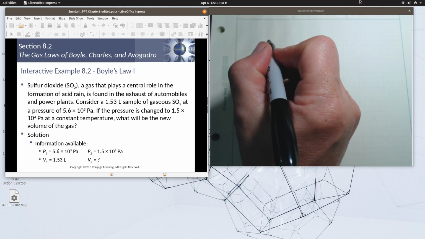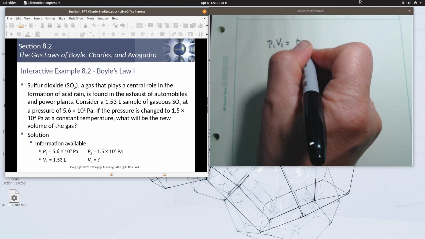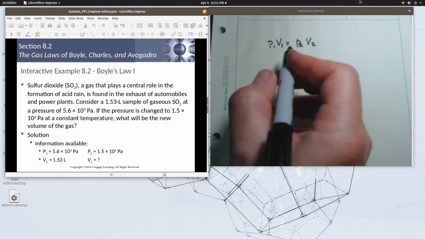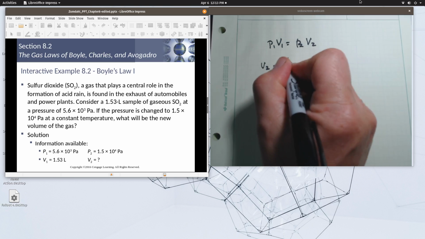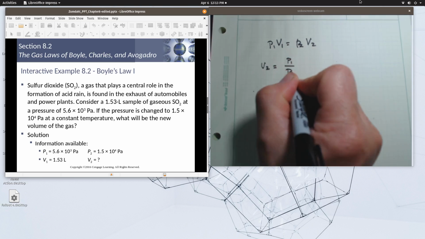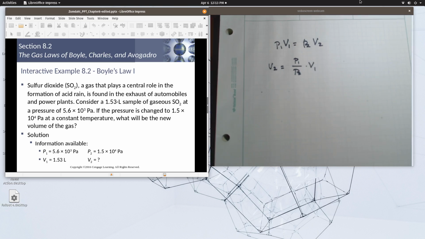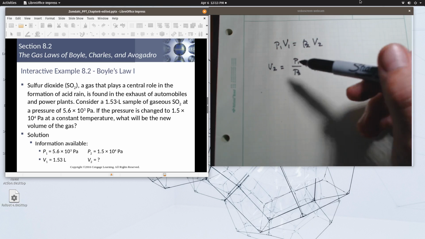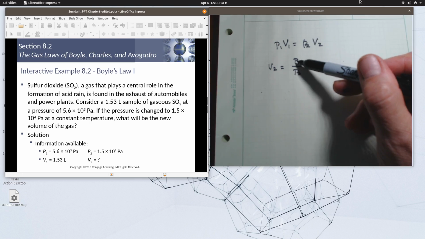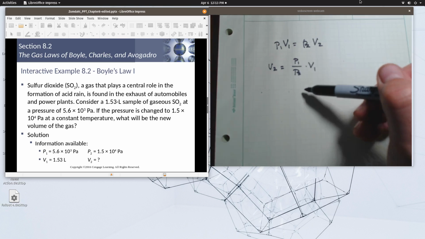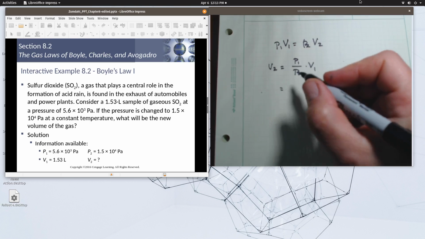Let's just write this down. P1 V1 is equal to P2 V2. I need to solve for V2, so V2 is simply P1 over P2 times V1. Now, I write this out explicitly because I want to emphasize the fact that these are two pressures, so the units of pressure are going to cancel out, and I get units of volume at the very end. So if I write all of this stuff out, what do I get?